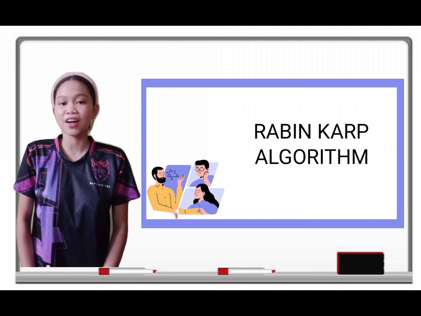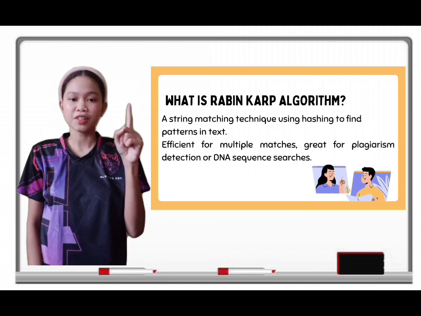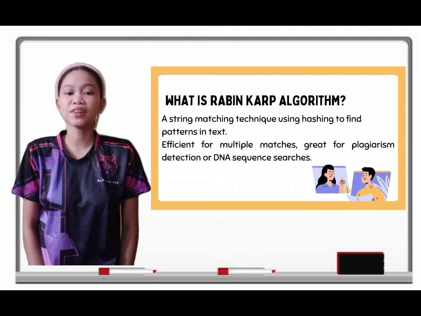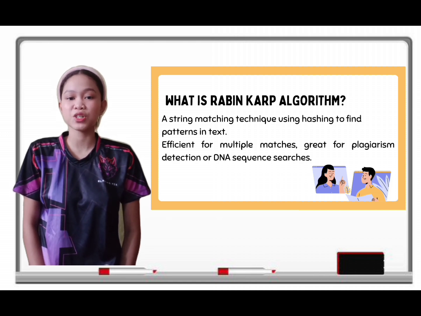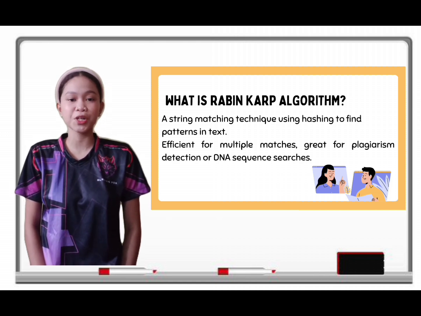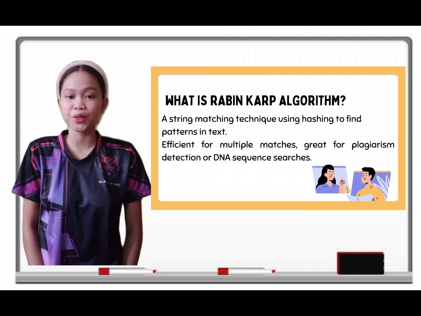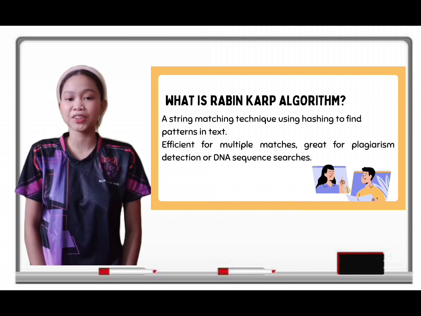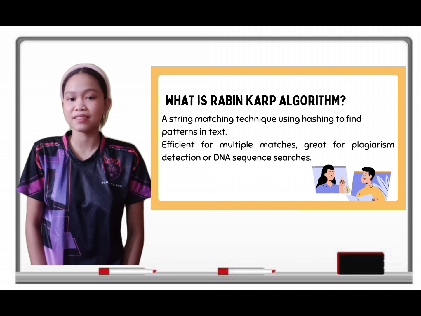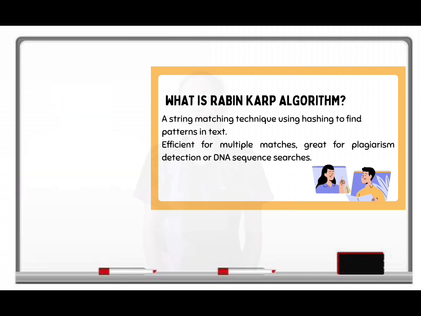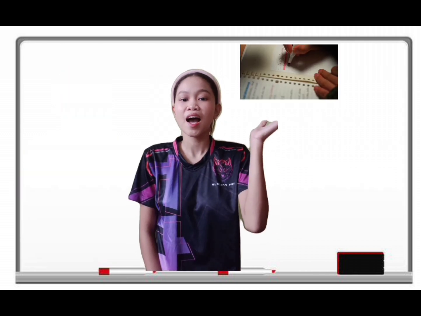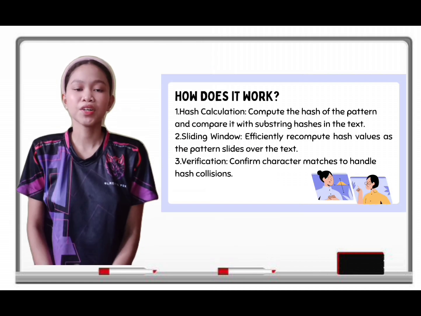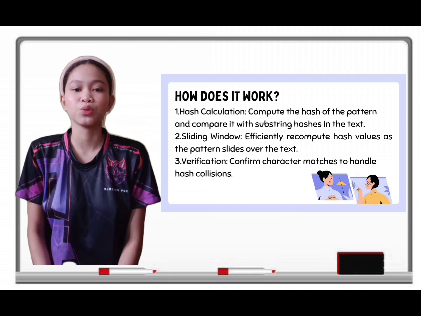Now, let's start. First, what is the RABIN-KARP algorithm? The RABIN-KARP algorithm is a string matching technique that uses a hashing mechanism to find a pattern in a text. It is efficient for finding multiple pattern matches in a single task, making it great for applications like plagiarism detection or searching DNA sequences.